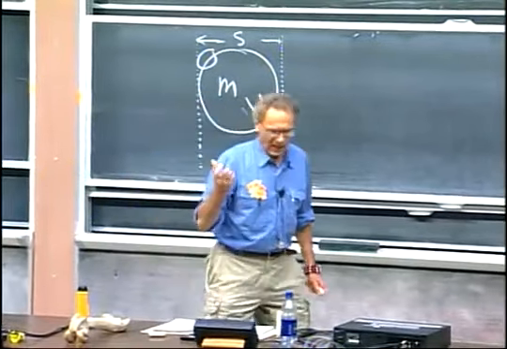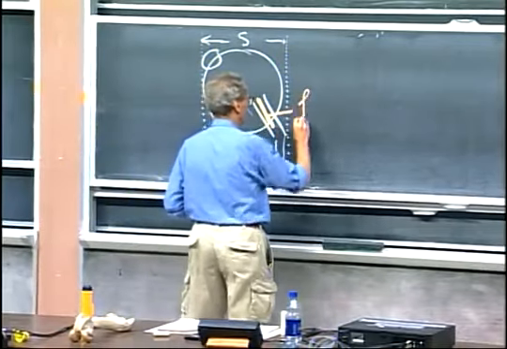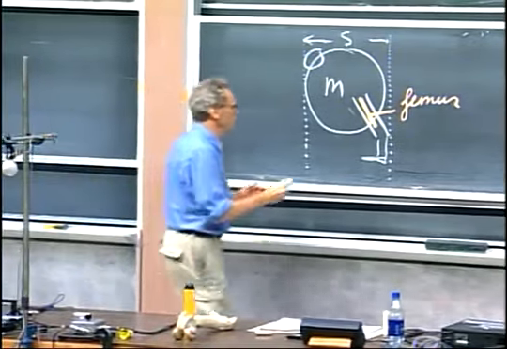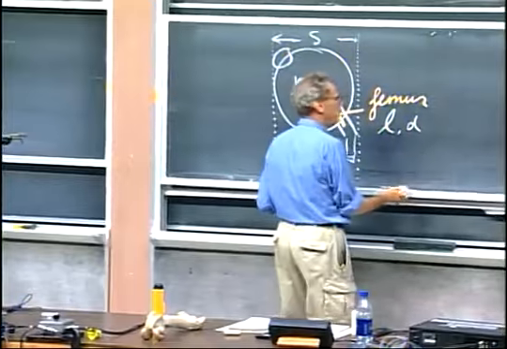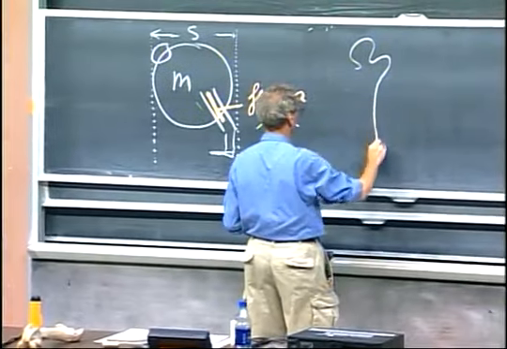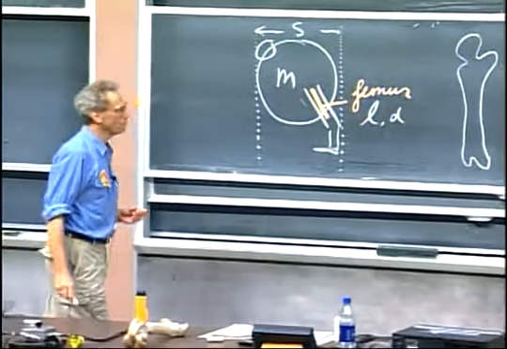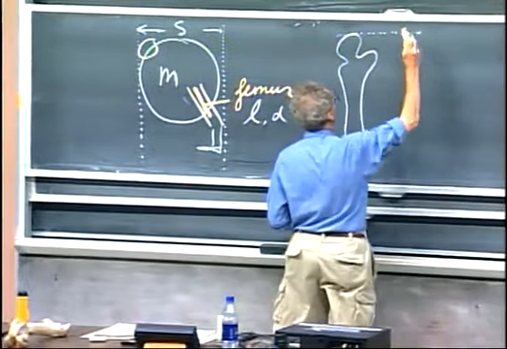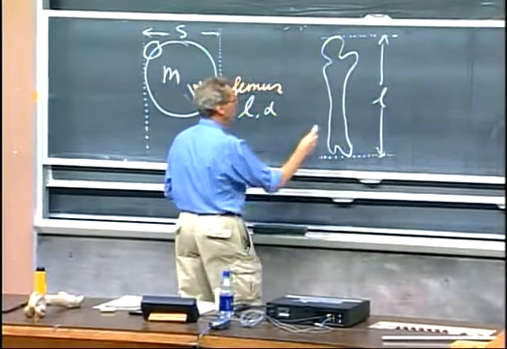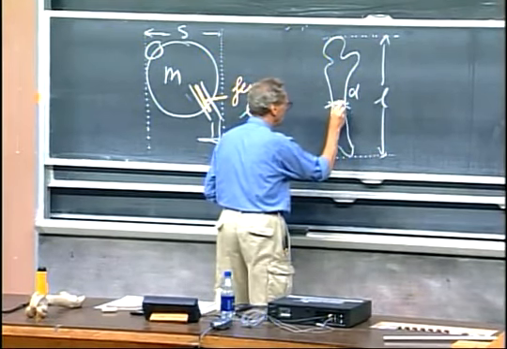And this mammal has a thigh bone, which we call the femur, which is here. The femur, of course, carries the body to a large extent. Let's assume that the femur has a length L and a thickness D. Here is a femur. This is what a femur approximately looks like. So this would be the length of the femur, this would be the thickness, D, and this would be the cross-sectional area, A.